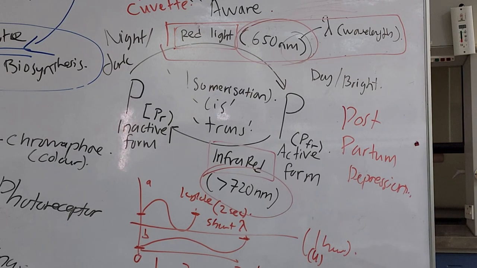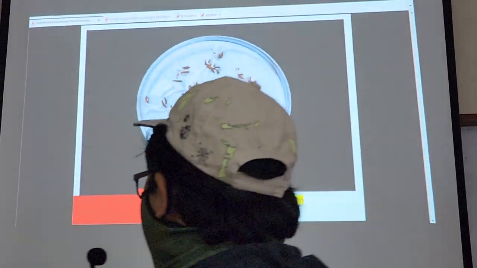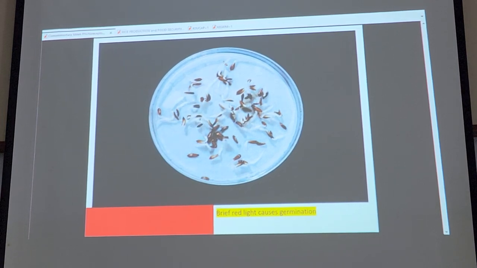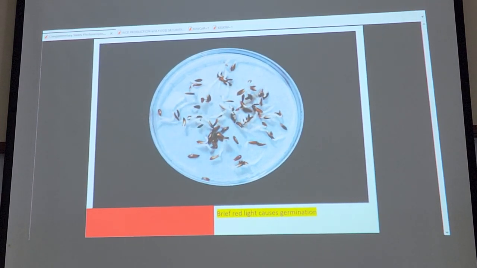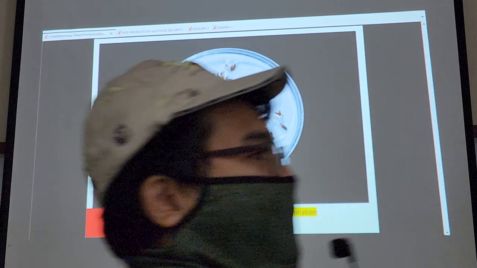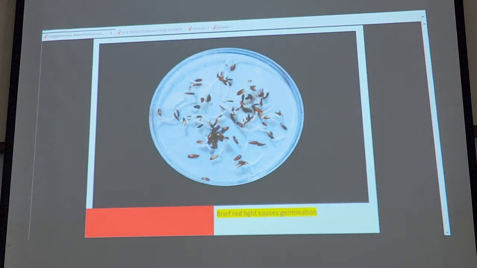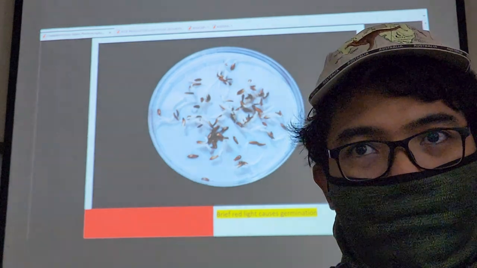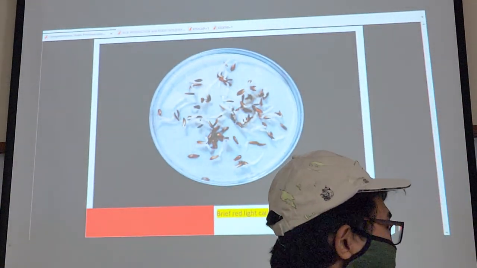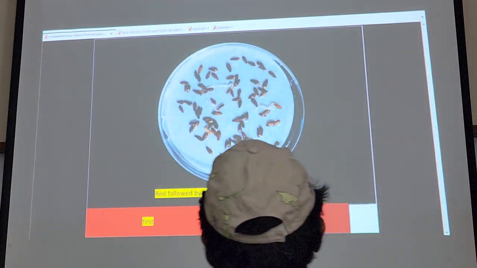All right? Okay, coming back to the lettuce seed. Briefly, you give the red light. What happened? You got the germination. Right here. Okay? The brighter red, the richer ayi gives you that angpao.